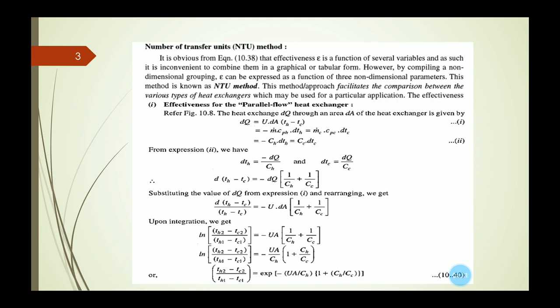Now what is this NTU? The full form is number of transfer units. This effectiveness can be expressed as a function of three non-dimensional parameters. This method is known as the NTU method. This method or approach facilitates the comparison between the various types of heat exchangers which may be used for a particular application. This NTU represents the size of the heat exchanger. Now, the effectiveness for the parallel flow heat exchanger: it is the derivation for the effectiveness of the parallel flow heat exchanger analysis.